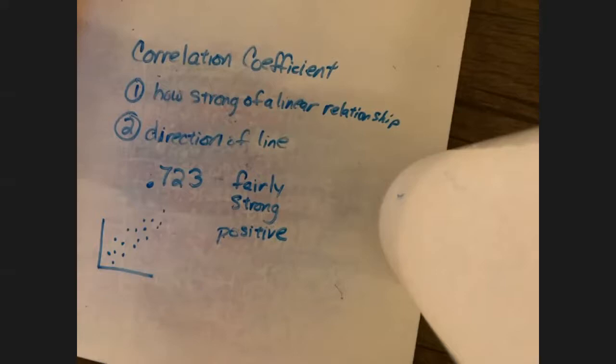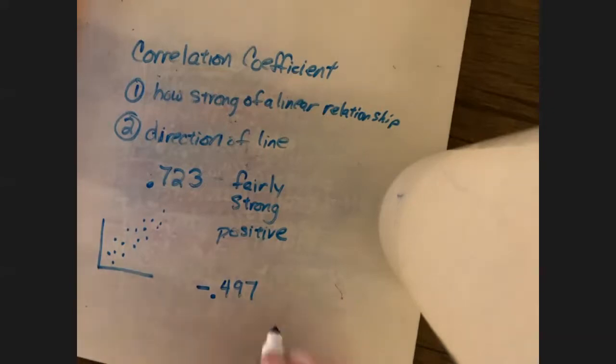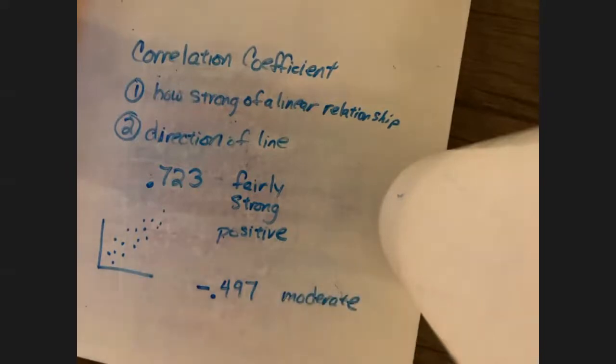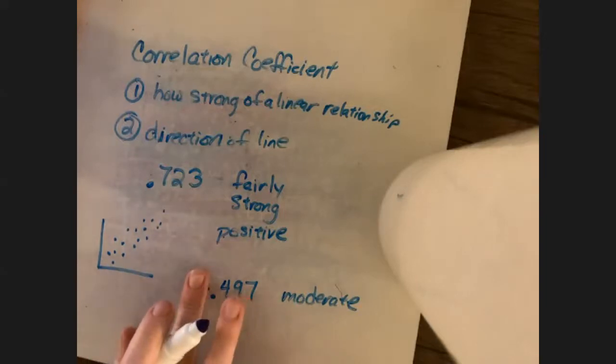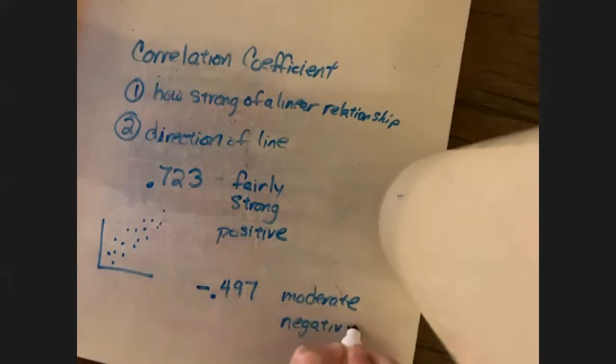Now, if I had something like this, first off, this is kind of moderate. It's kind of in the middle. The negative here I don't care about. The only thing I worry about for how strong it is is the numbers part, so I'll look at the 0.497. It's moderate, those middle values like 0.4, 0.5, and 0.6. The negative tells me that it's down a hill.